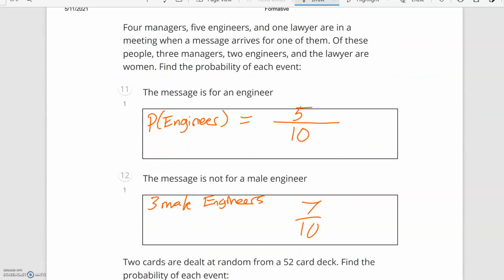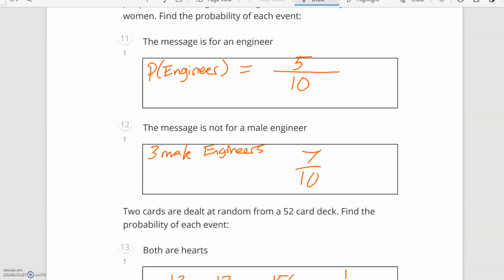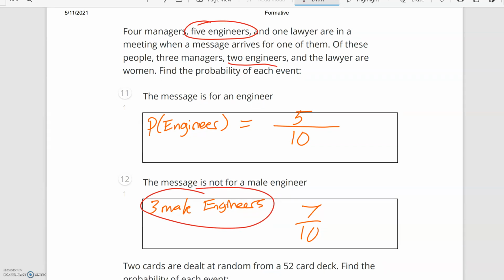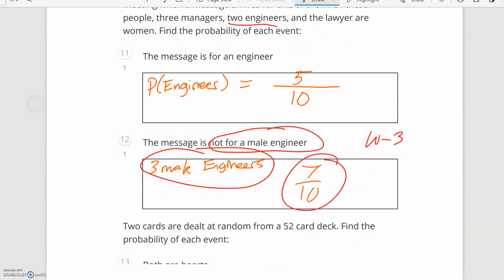This one's a pretty straightforward one. If the message is for an engineer, there are 10 positions, and if we look, there are 5 total engineers. They told you right there. So the probability the message is for an engineer is 5 out of 10. The message is not for male engineers. There are 5 engineers, but 2 are women. So that means we have 3 male engineers. So what's the probability the message is not for a male engineer? All we have to do is take out the male engineers, so 10 minus 3, which is 7. So the probability is 7 out of 10.